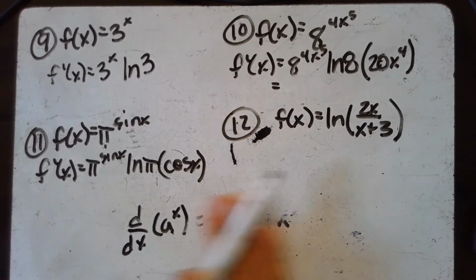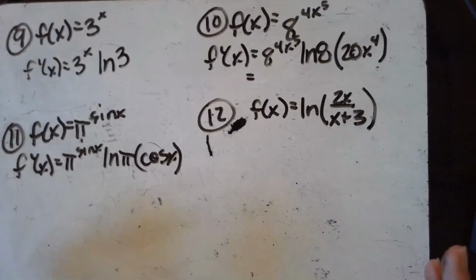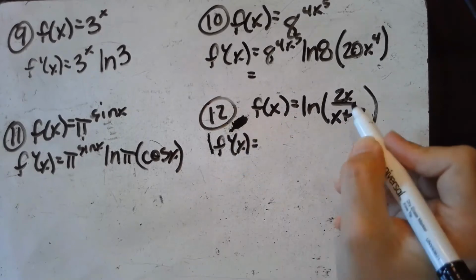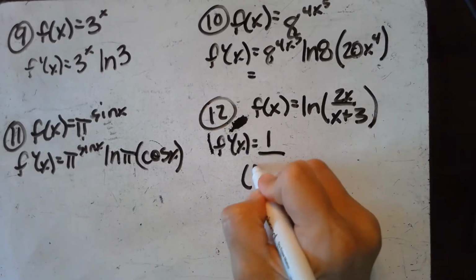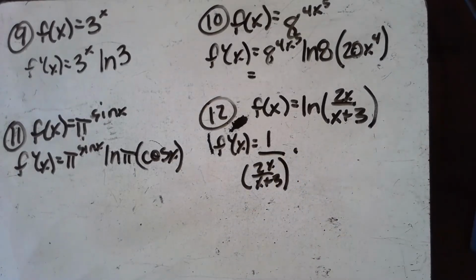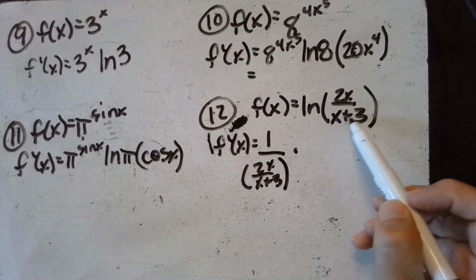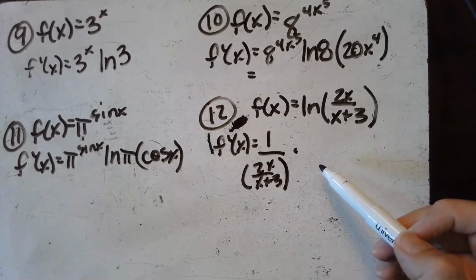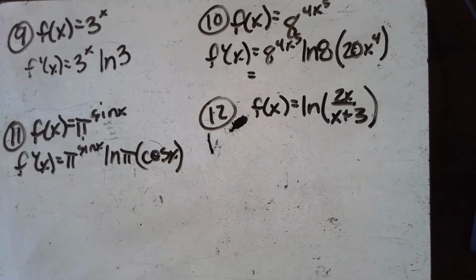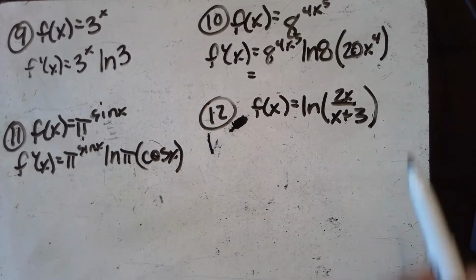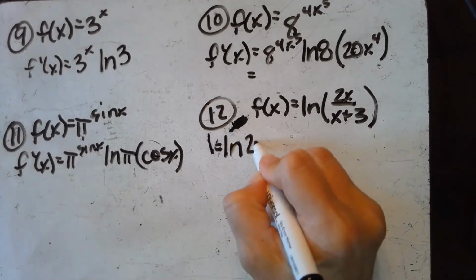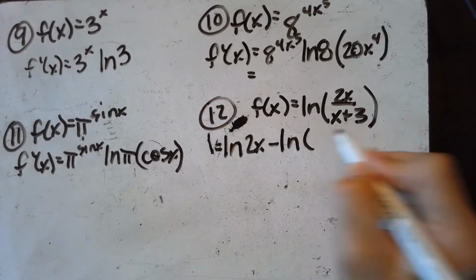All right, now number 12 is different. I see it's ln. So remember what the derivative is for ln. It's basically 1 over that right there, times its derivative. Now, are you really going to want to do the quotient rule here? No, that's really messy. This is where the expansion of logs comes into play. If you ever see something that can be expanded, ln of 2x minus the ln of x plus 3.